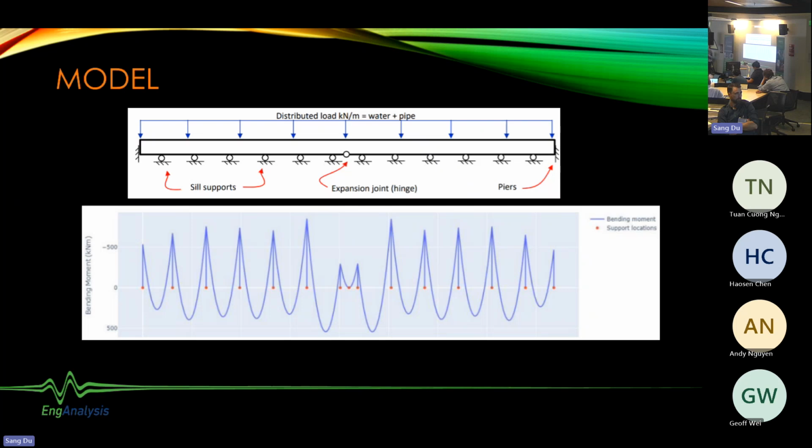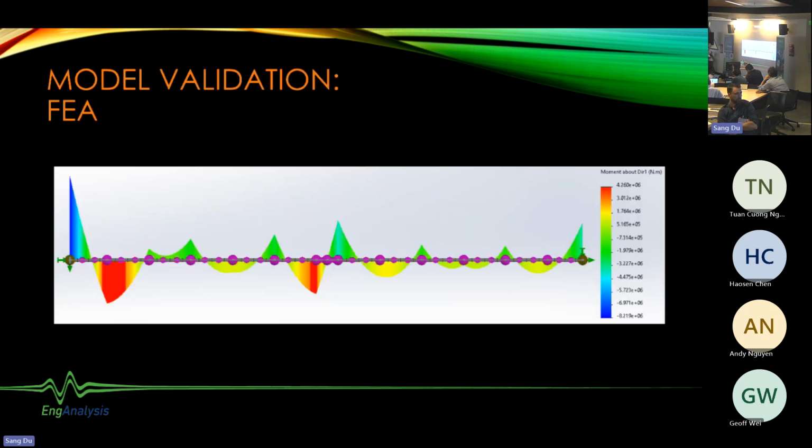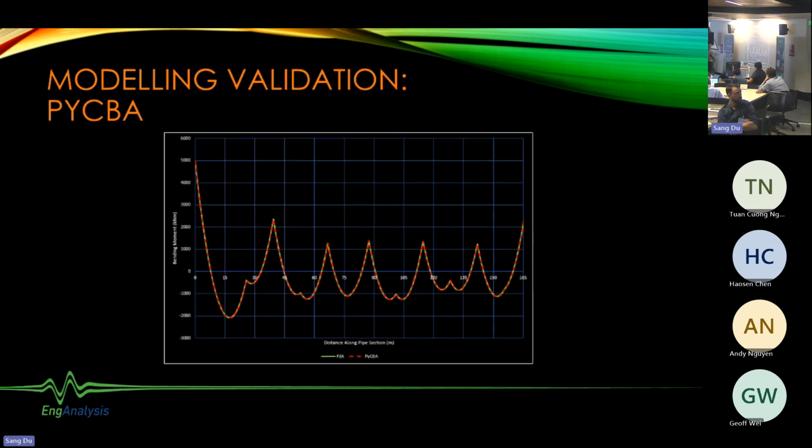Now, before using Colin's software, we wanted to validate that we were actually using it properly. So we did a FEA, made the pipe in a similar fashion with the same conditions. We used some survey results that the client fed us and outputted some vertical loads at each of the sills. Then we used those vertical loads, put it back into PyCBA, and just checked that we got the same bending moment diagram and the same deflections to be output. So we checked that we were doing things correctly.